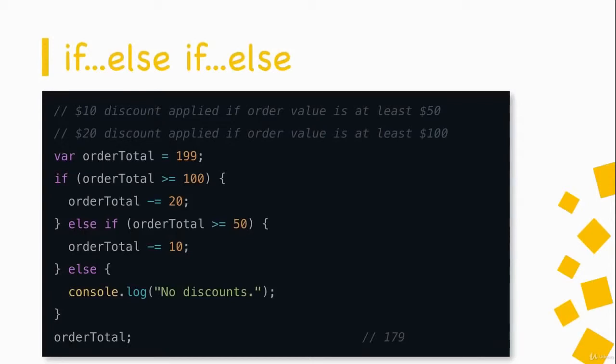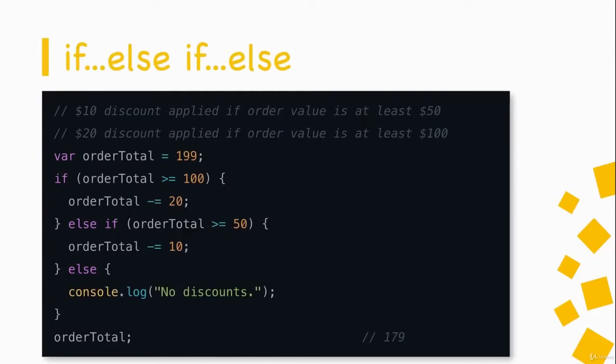And that's how we get the $20 discount for this order. So 199 minus 20 is 179. And that is what the value of order total is after this code is executed. Now the else if block doesn't need to run because the if block already returned true and that code is executed. So the else if block and the else block is skipped. Otherwise we would get an extra $10 discount, which shouldn't be the case. So the else if and the else blocks are skipped and only the if block is executed.